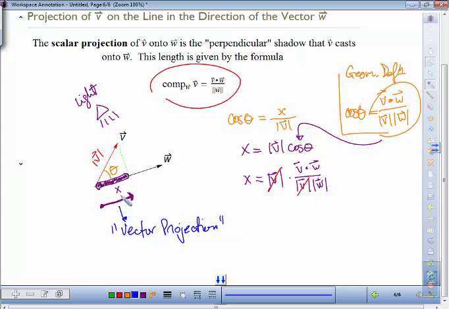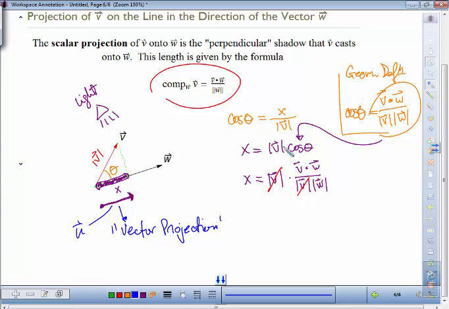Now, describe this vector for me, this vector projection. Should we call it something? Let's call it U. Describe U. It's in the same direction as W. That's one important piece of information. It's the same direction as W. Now, the length of U is given by this x value, right?